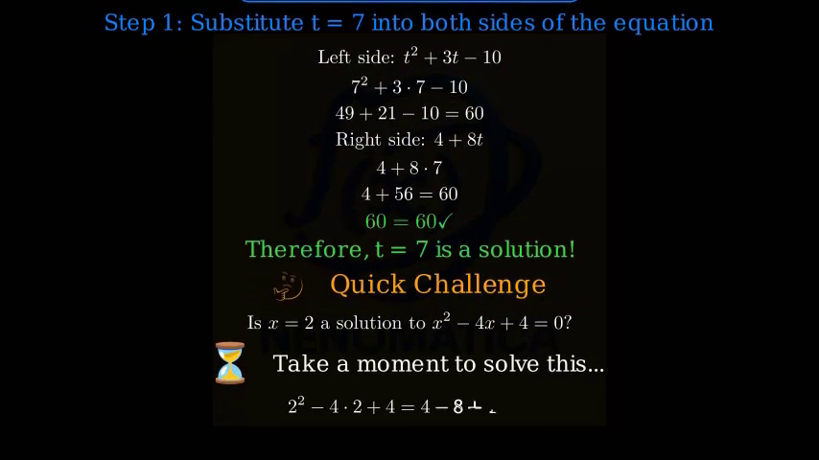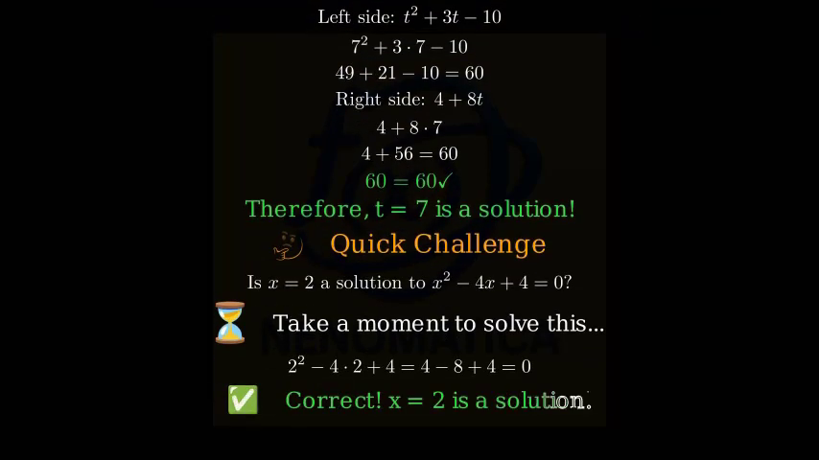Let's check. When we substitute x equals 2, we get 2 squared minus 4 times 2 plus 4, which equals 4 minus 8 plus 4, which equals 0. So x equals 2 is indeed a solution.